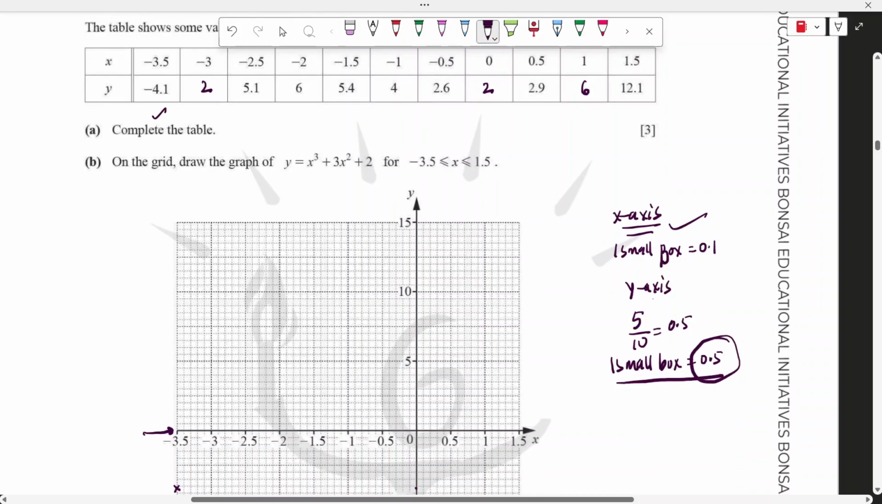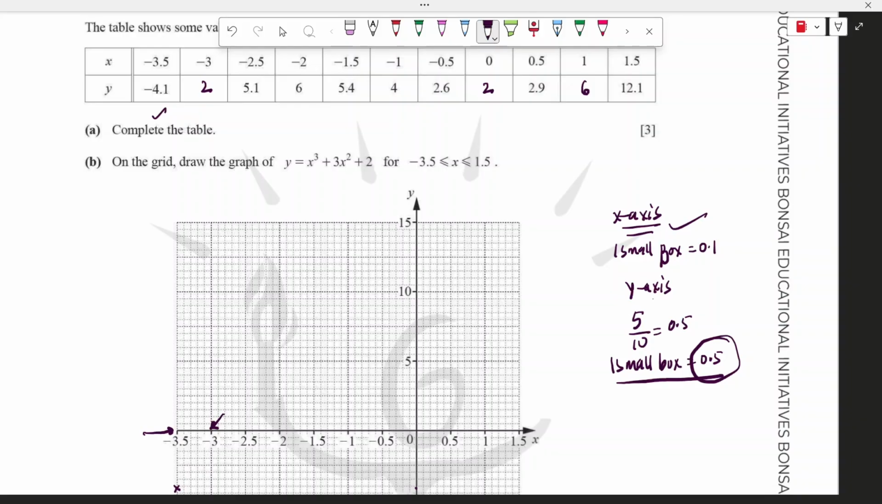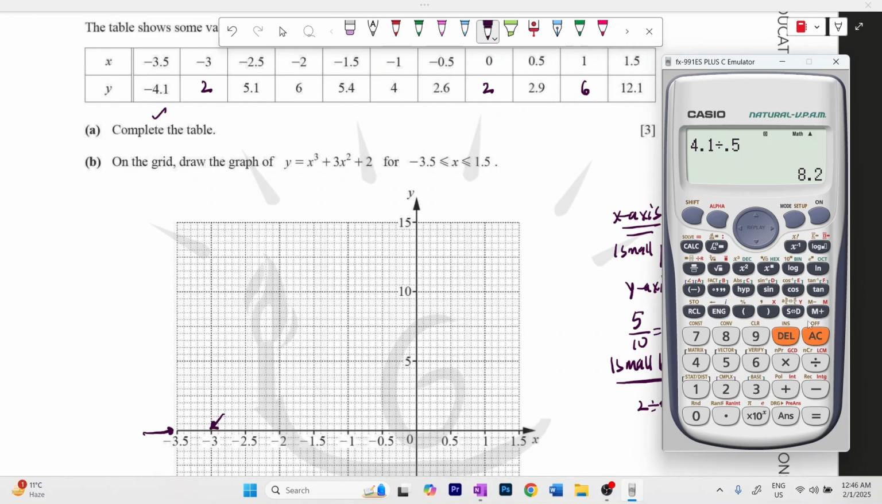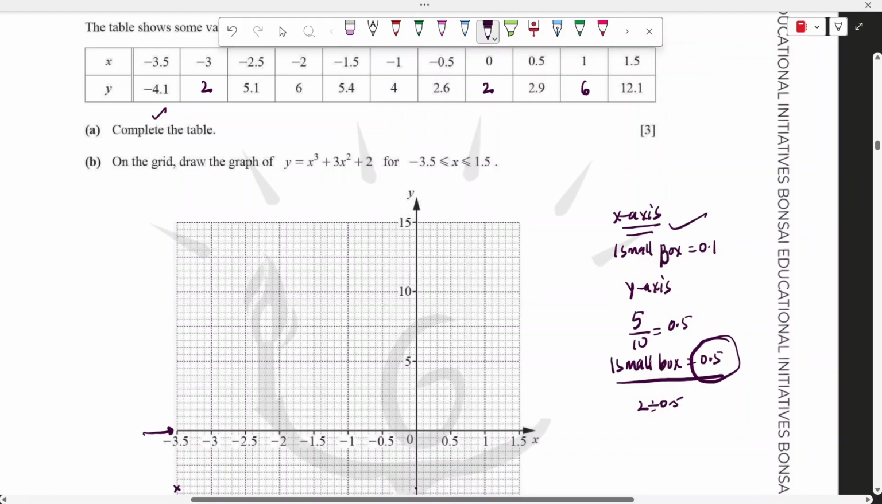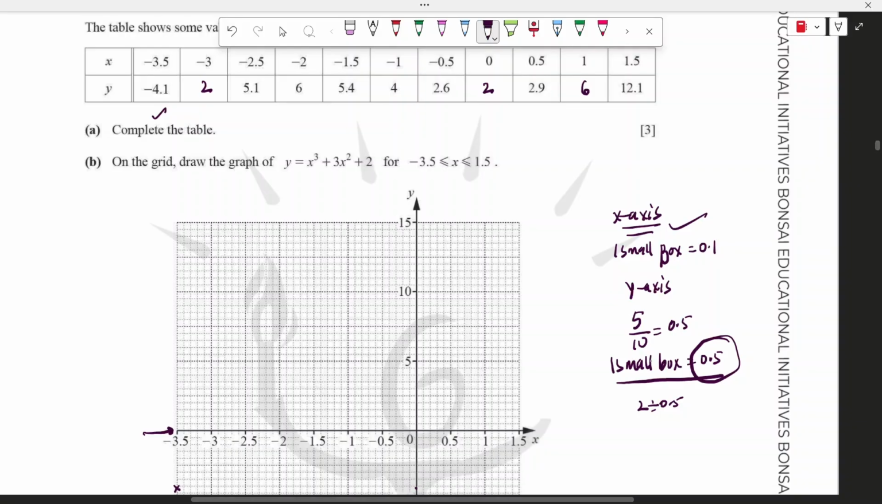What is the second one? Minus 3, 2. Minus 3 is clearly visible here, and for 2 we have to divide 2 by 0.5. You have to use the calculator every time. You will find the number of boxes: 4 small boxes to be taken. So minus 3 comma 2 is 1, 2, 3, 4 here. Okay, so 2 points have been plotted.